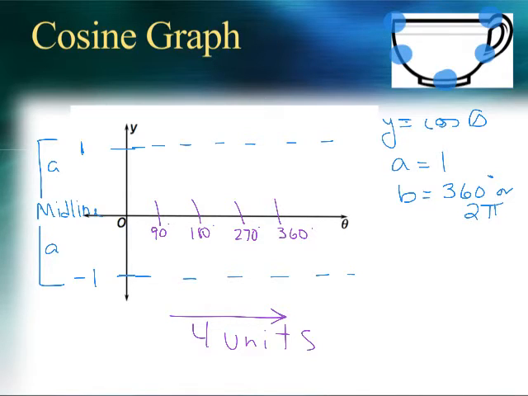So let's take a look at the 2 pi. 90 degrees, if you recall, could be pi over 2 in radians. Pi, 180. 270 is 3 pi over 2. And then 360 degrees is 2 pi. So as you can see, I'm trying to connect the unit circle with our cosine graph.